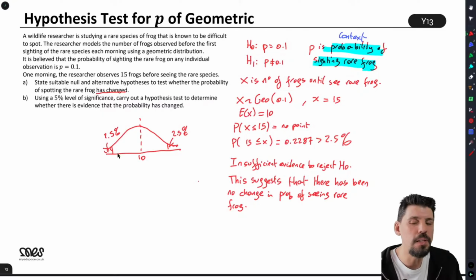The two-tailed test, we need to consider the fact that we might have got an abnormally small number. And if you really want to, you can work out this probability. But because 15 is already above the mean of 10, there's literally not a snowball's chance in hell it's down there in the bottom 2.5%. It's impossible because it's above average.